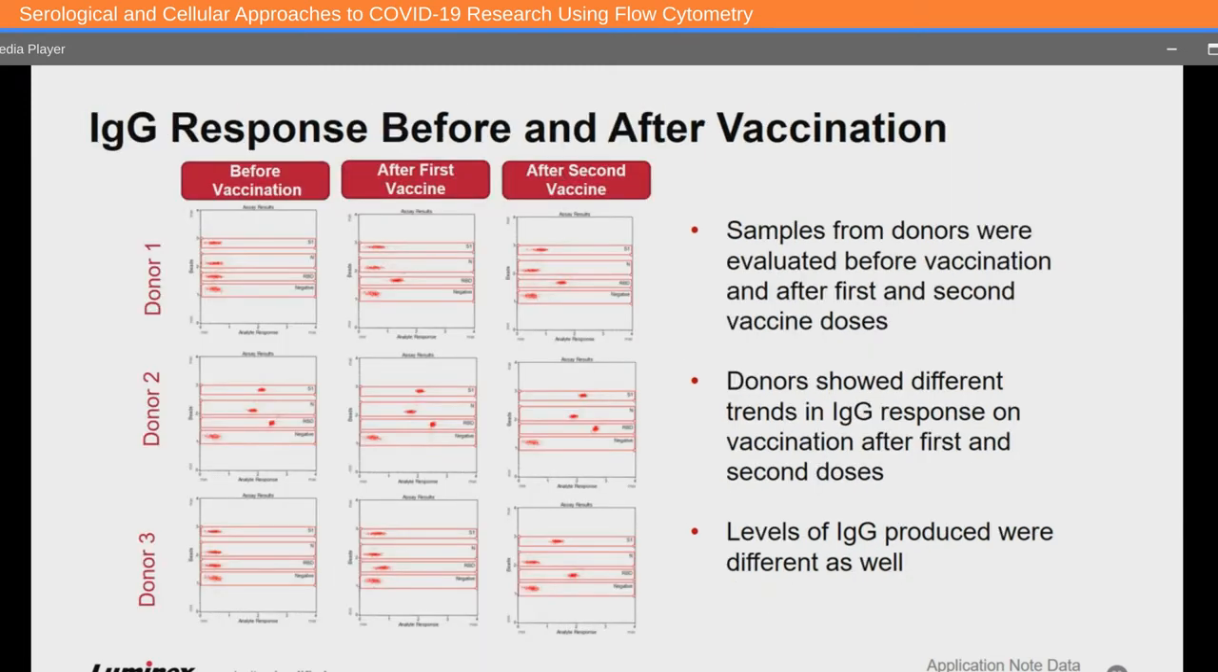One can also study trends in antibody development before and after first and second shot of vaccination. In this study here, we evaluated a few donors where we had samples from before vaccination, after the first vaccine, and after the second vaccine. As we see in the plots from these donors, there's different trends in IgG response on vaccination after the first and second doses. But we do see that there's a boost which is achieved after the second vaccine. It also seems like the levels of IgG produced between the different donors are also very different.